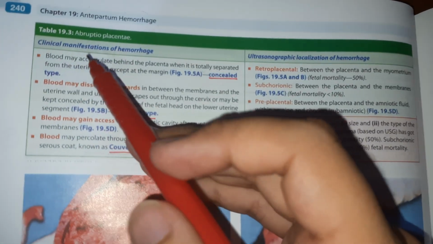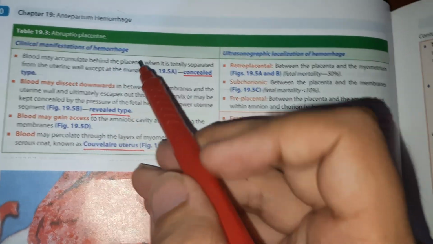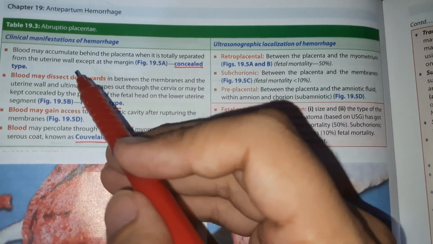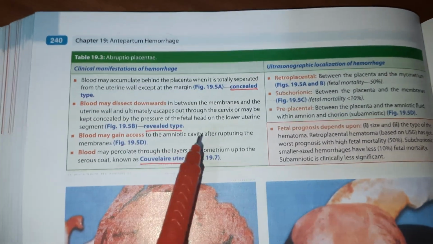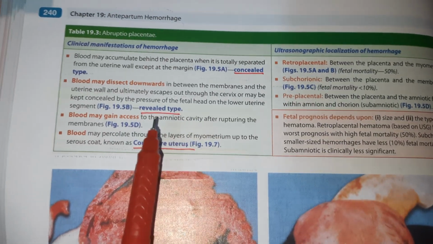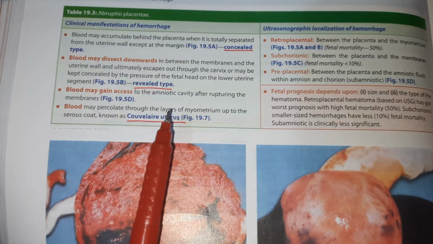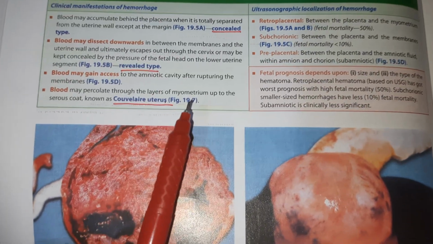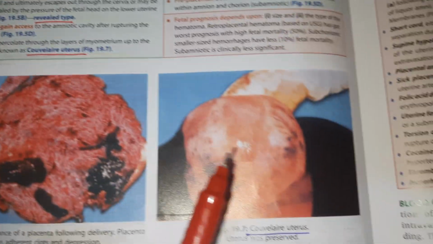What are the different clinical manifestations of hemorrhage in abruptio placenta? Firstly, the blood may accumulate behind the placenta when it is totally separated from the uterus, except at the margin, and it is the concealed type, as we have already discussed. The blood may dissect downwards between the membrane and the uterine wall and ultimately escape through the cervix, or may be concealed by the pressure of the fetal head on the uterine segment, and it is the revealed type. The blood may gain access to the amniotic cavity after rupturing the membrane, and the blood may percolate through the layers of myometrium up to the serous coat, known as Couvelaire uterus.